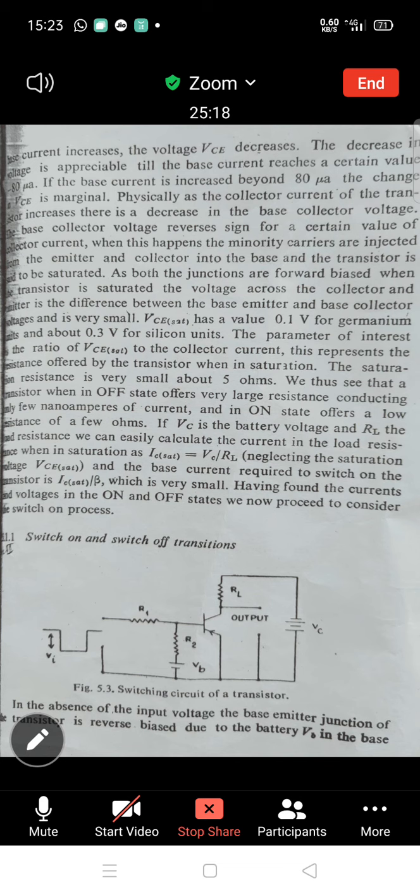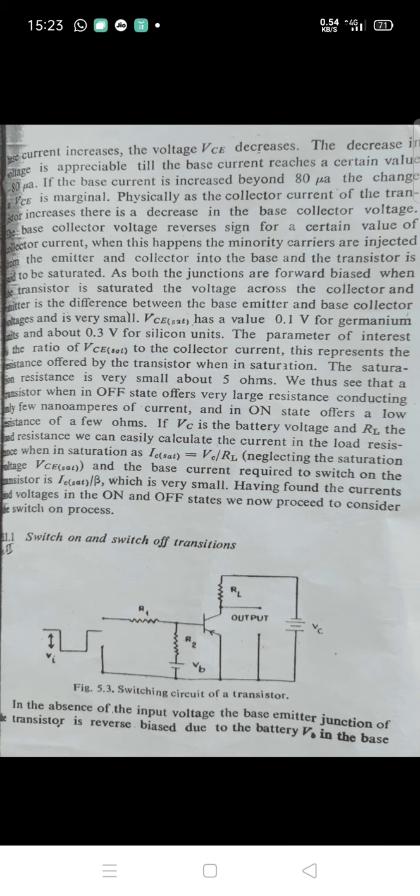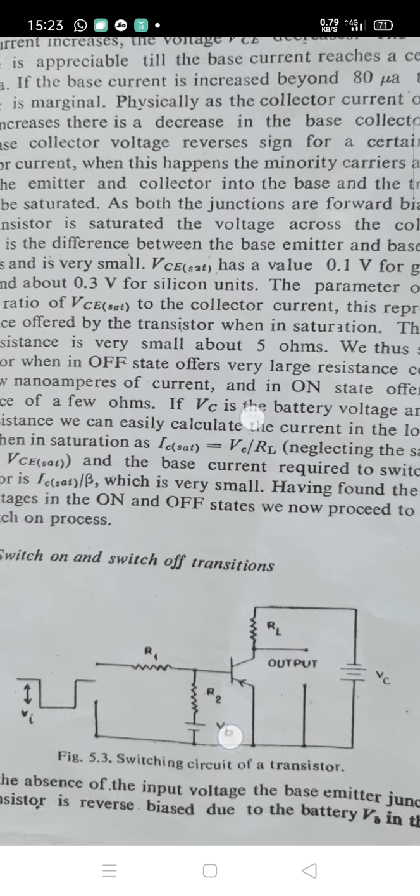Hello, good morning. So we'll start the next article from the same unit, that is transistor as a switch, or the switching action of the transistor. In that we just see the switch on and switch off transitions. So this diagram will be shown for the switching circuit of the transistor. Switching circuit of transistor diagram is shown here.